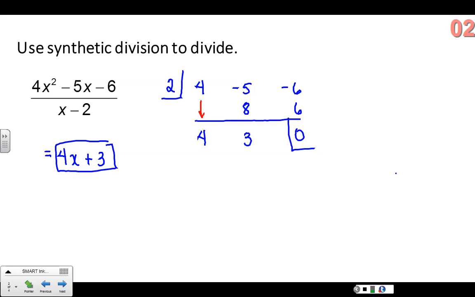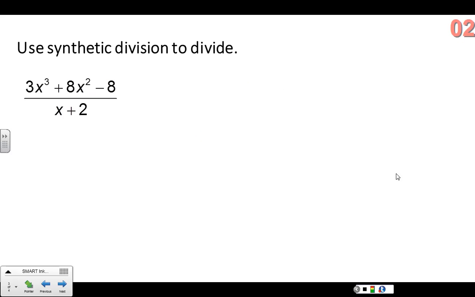Let's try another one. 3x to the third plus 8x squared minus 8 divided by x plus 2. So to use synthetic division correctly, our divisor in this case would have to be negative 2, since that's what would make the denominator 0. So negative 2 is going to be my divisor. My coefficients in descending order are 3, 8, 0, and negative 8. And you might wonder, where did the 0 come from?